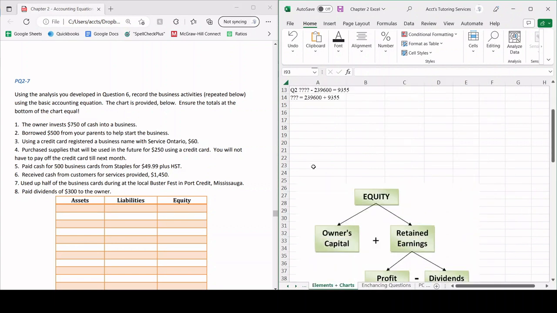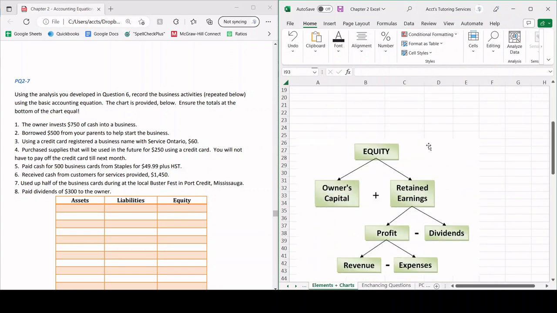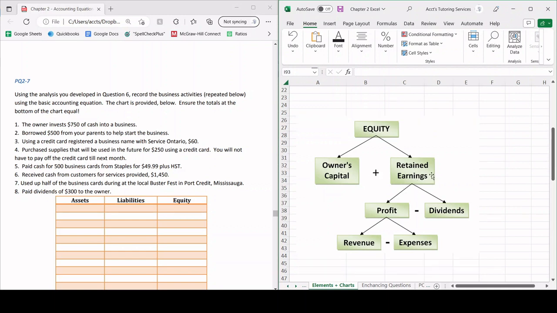And to do a quick review, remember, equity is a product of owner's capital plus retained earnings, and retained earnings is a product of profit minus dividends. So dividends reduce retained earnings.